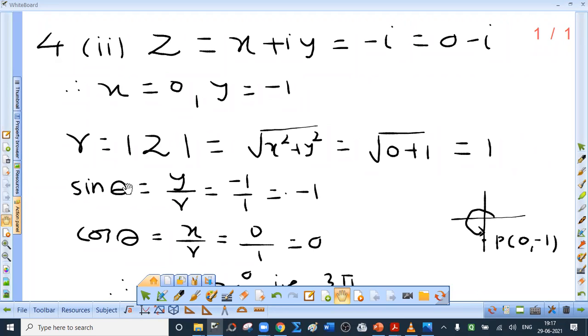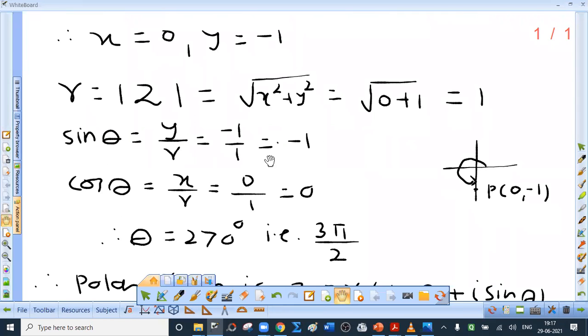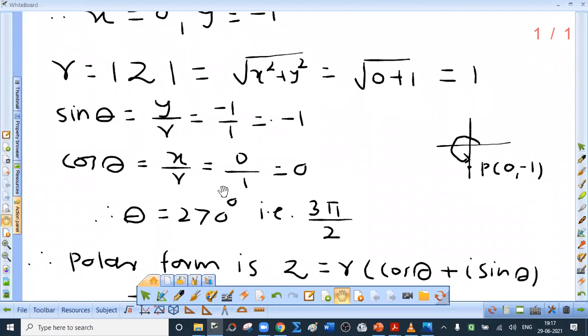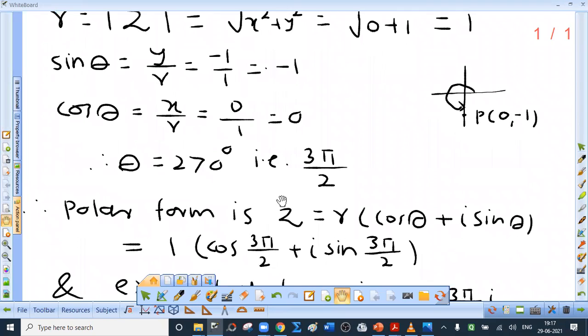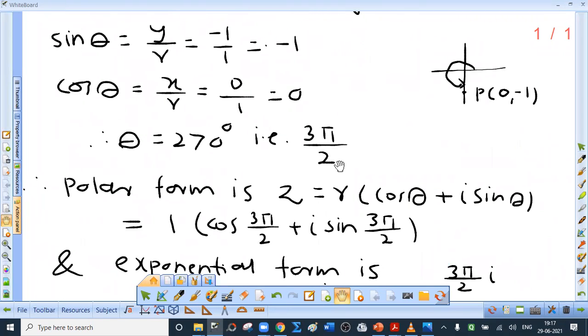Right? Now you will ask me, sir, why not write tan? Because tan is not defined. Tan is -1 upon 0, not defined. Okay. So from the diagram, it is clear that theta is 270 degrees. That is 3 pi upon 2 radian.